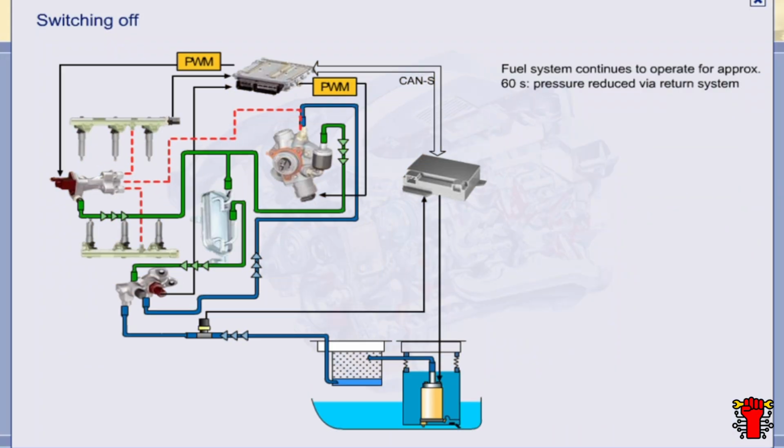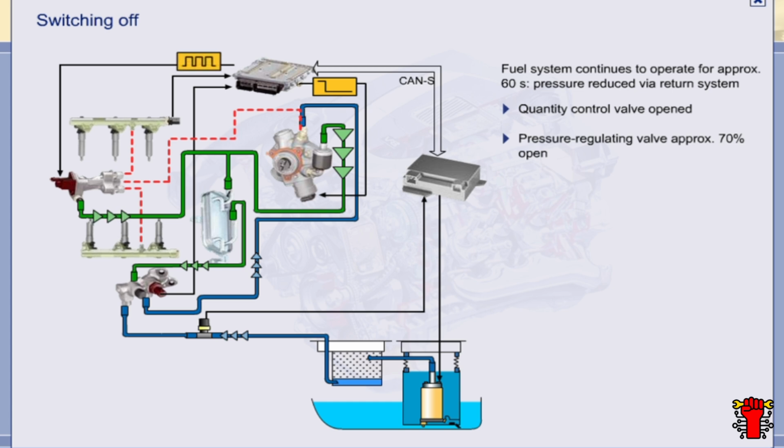In the switching off operating state, the pressure-regulating valve and the quantity control valve are operated for a further 60 seconds or so to release the pressure via the return line. During this period, no current is applied to the quantity control valve. In other words, the valve is open. By contrast, the pressure-regulating valve is actuated with a pulse duty factor of approximately 70%. In other words, it is held approximately 70% open. The low-pressure fuel pump is not actuated during the switch-off procedure.